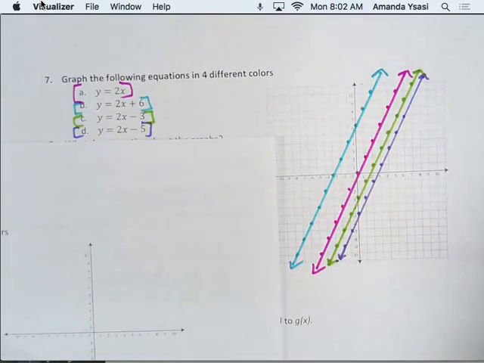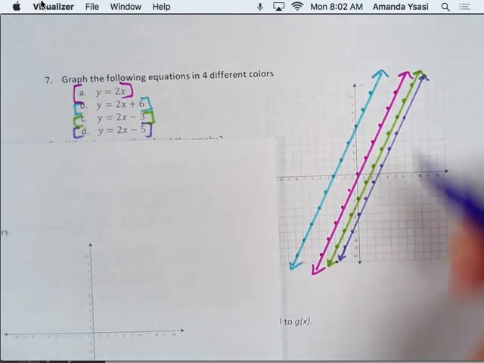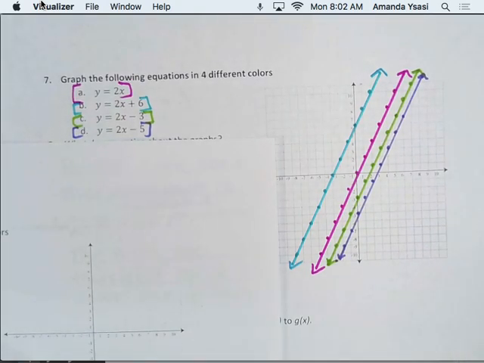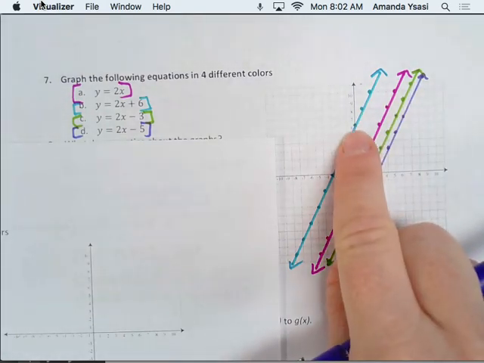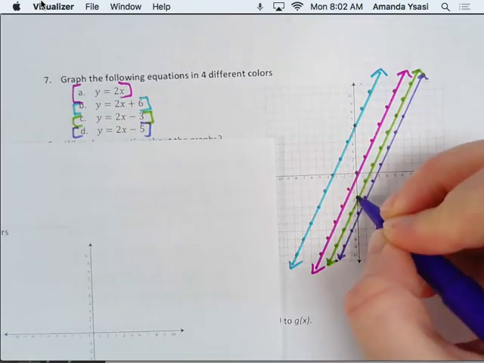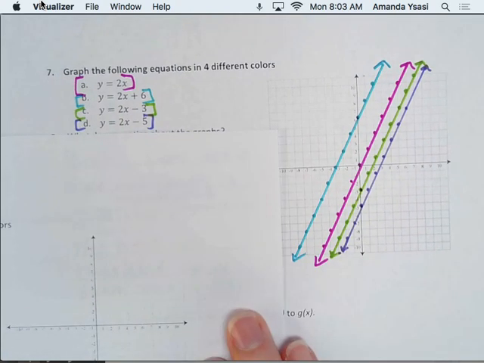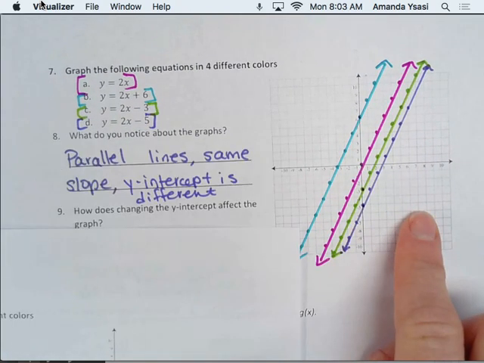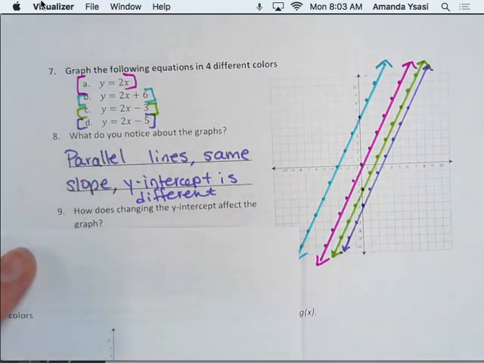So we have these equations: y equals 2x, 2x plus 6, 2x minus 3, 2x minus 5. So raise your hand if you can tell me, what do you notice about the graphs? What's something that you see? They're parallel. Okay, good. Carter, what'd you say? They all have a y-intercept. So this one, the y-intercept is 6. Then we have 0, -3, -5. So they're parallel. Parallel lines have the same slope. The y-intercept is different, though.